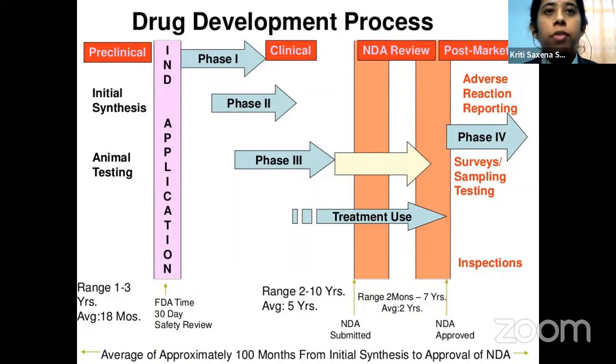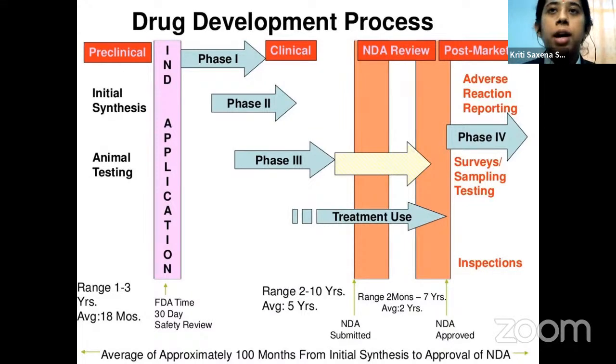they will reject your application. After the approval of IND from FDA, the phase 1, 2, and 3 trials are continued. They take almost 10 to 15 years because it is a very, very long process. After these 3 phases, the NDA review is done, which takes a time ranging from months to years. It takes almost 7 to 8 years for a drug to get NDA review. And then only after the NDA review, the drug gets marketed.